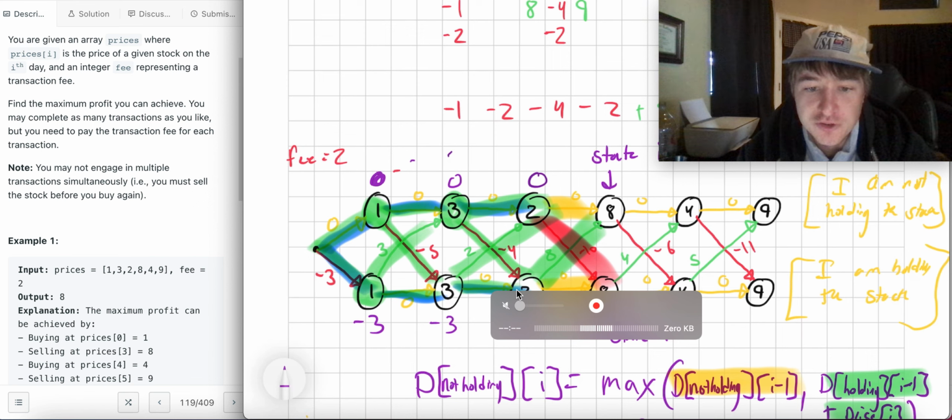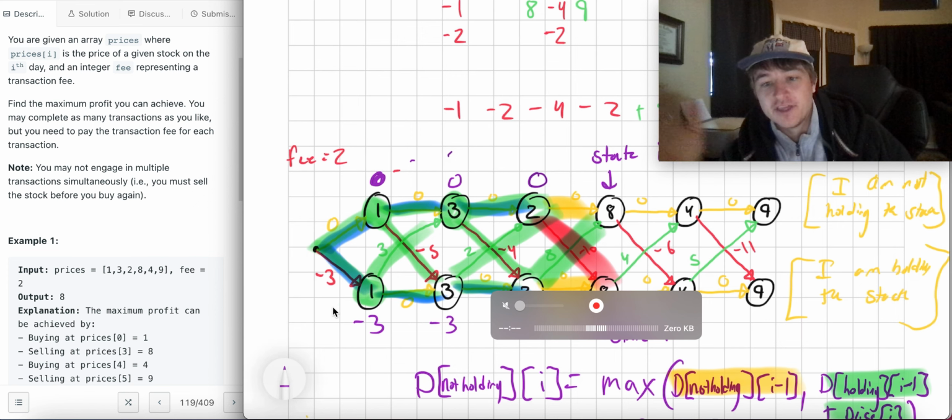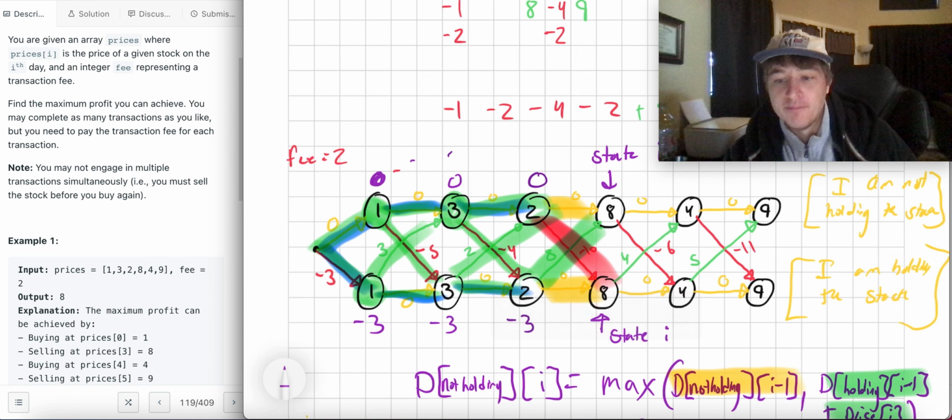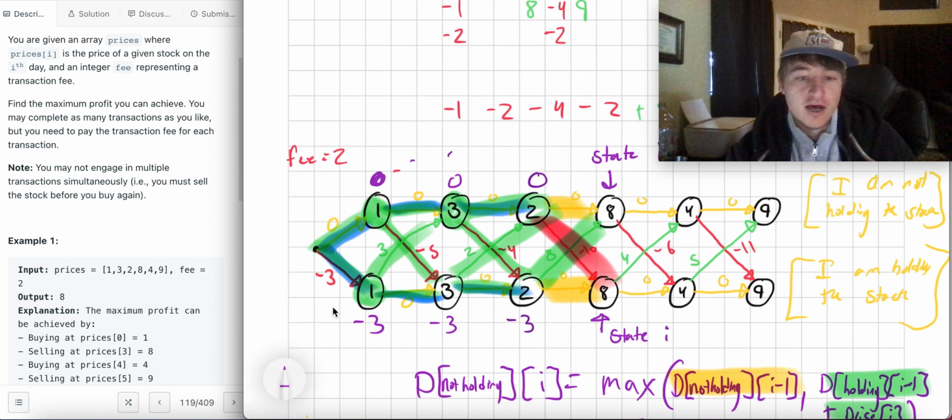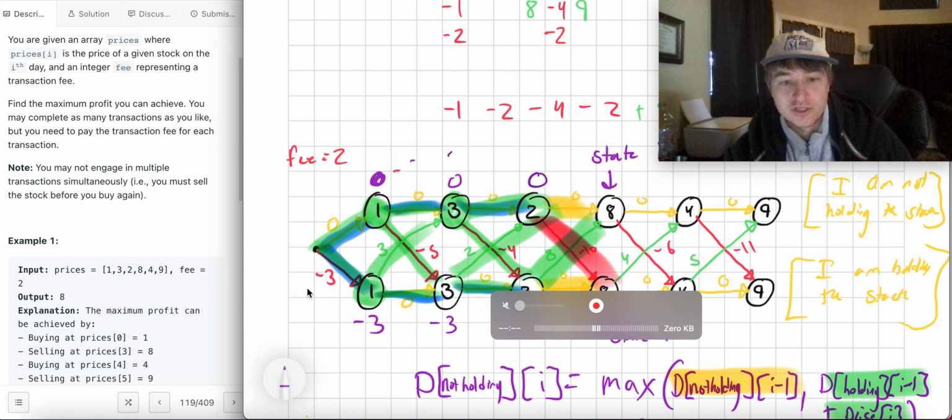This state, I can do nothing or I can buy. But notice at this state, the only option I have is buying, right? Because I can't do nothing, since there's no previous state where I'm holding the stock. Because this is the first day. So on the first day, I'm definitely not holding the stock. So I have no option of choosing a previous day where I was holding the stock.